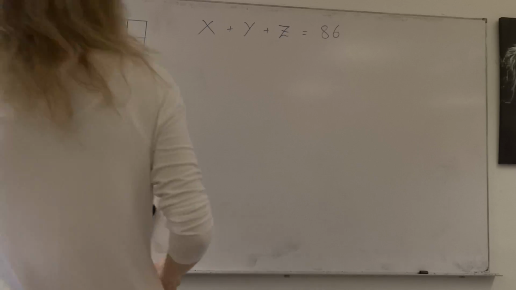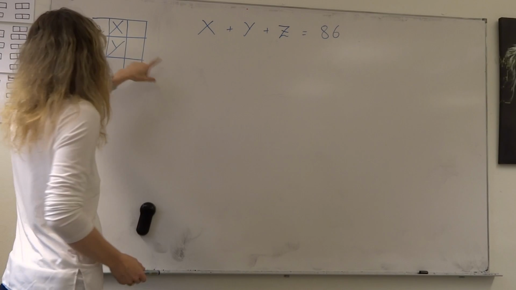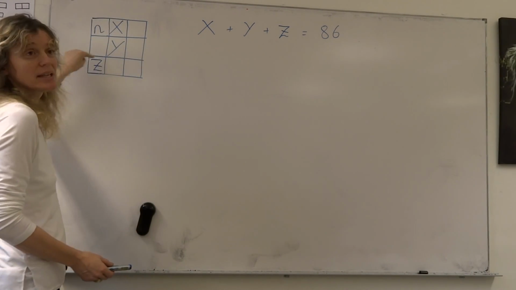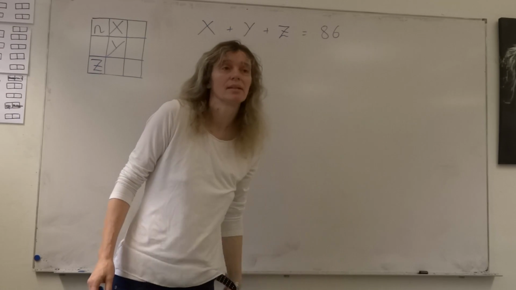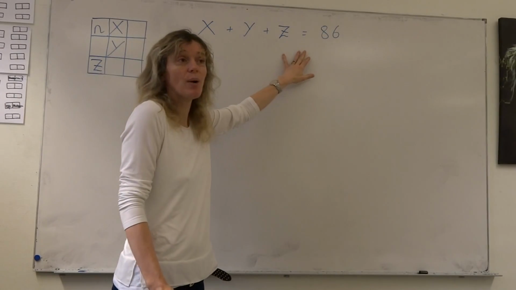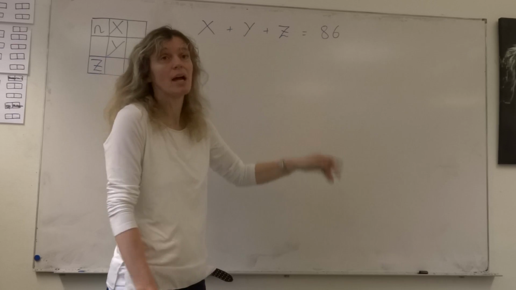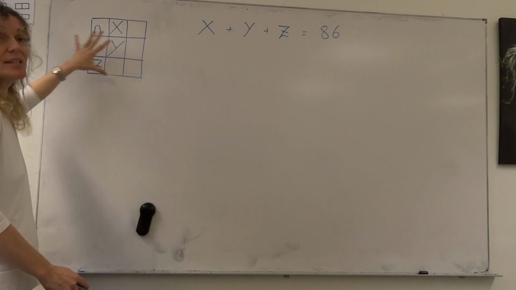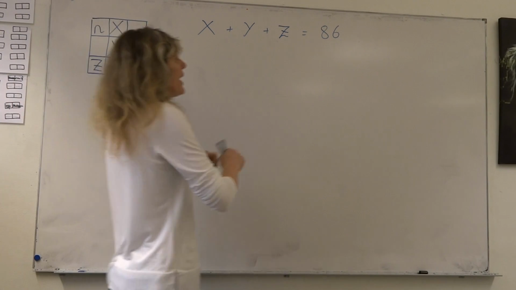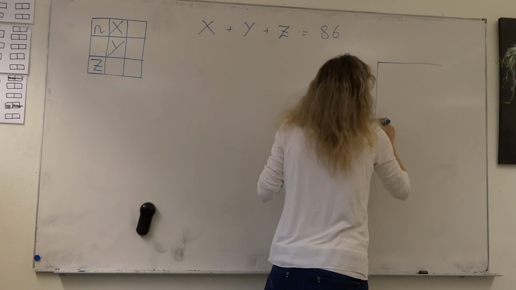Okay, so we have this question where the only thing we know is that these empty spaces in this matrix are x plus y plus z equals 86. So here we have one equation and three unknowns. We can't solve it. But what they've told us is that this grid has been taken out of a big grid that's 100 times 100.